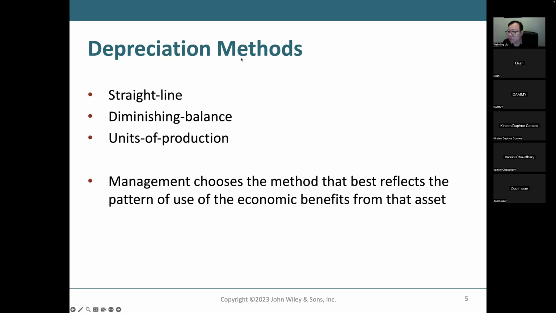So we are still within the learning objective number 2. A student asked me what objective this is about. This is about the learning objective number 2. Okay. So management will select one of these methods as their depreciation method.